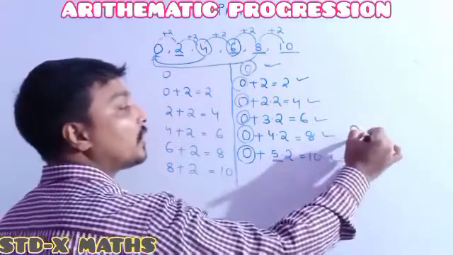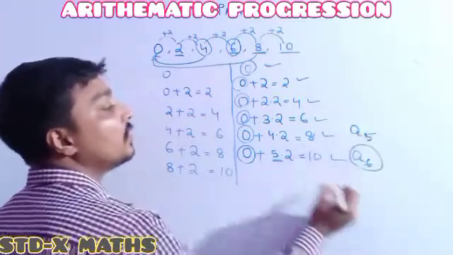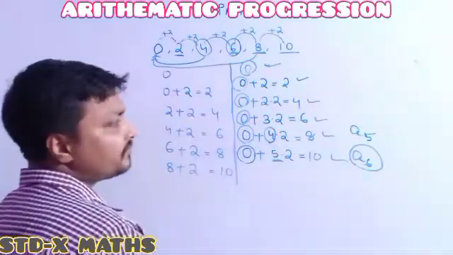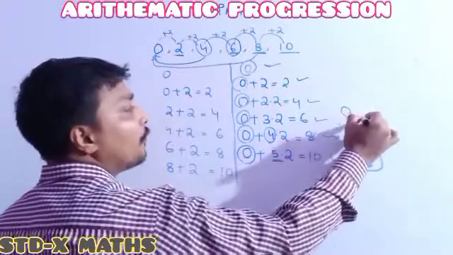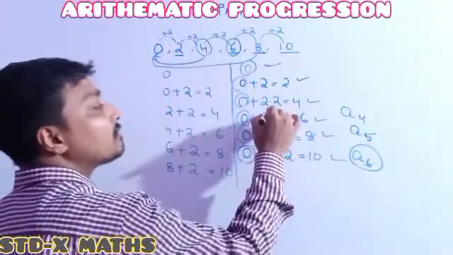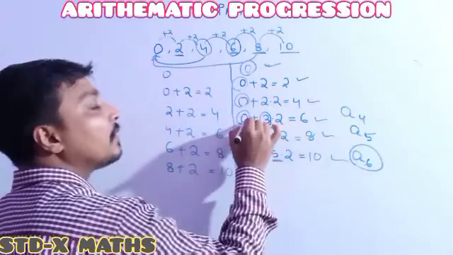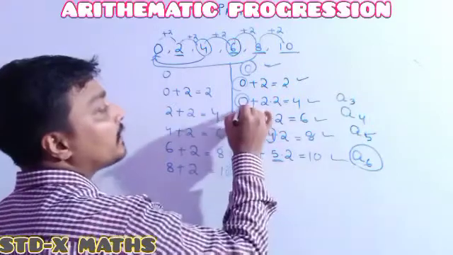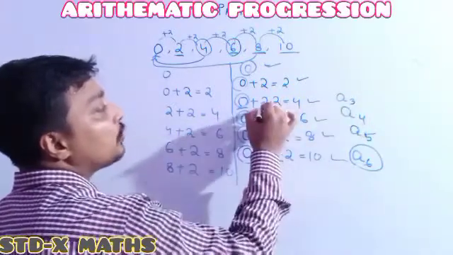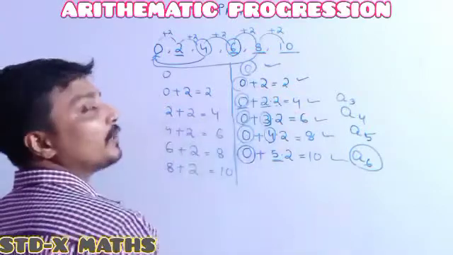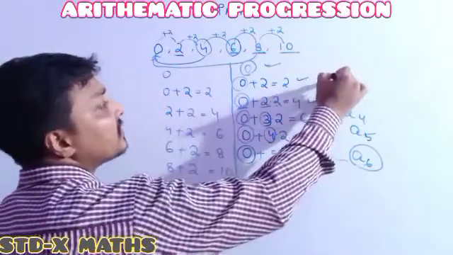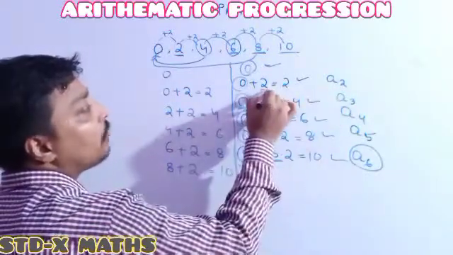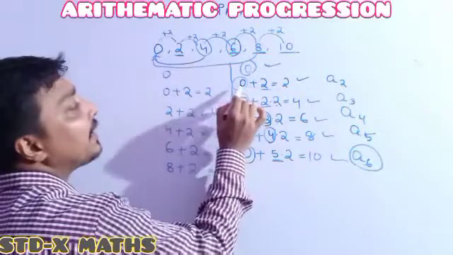This one is our 4th term. So this one is our 5th term, for which 4 common differences are added with the first term. This one is our 4th term, for which 3 times the common difference is added with the first term. This one is our 3rd term, for which 2 times the common difference I have added with the first term. Here it is the 2nd term, for which only one single difference I have added.